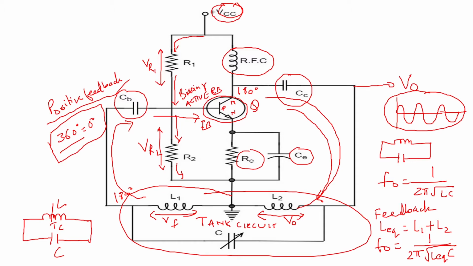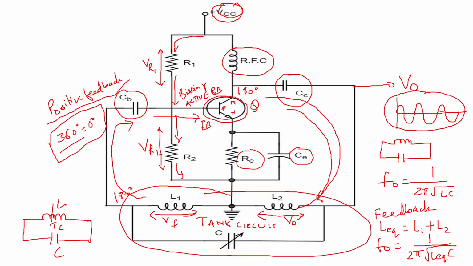So here a 180-degree phase shift will be provided by the transistor, and another 180-degree phase shift will be provided by the feedback circuit, that is the tank circuit. So the total phase shift of the loop, this is a closed loop because it has a feedback, that is the output is connected to the input, will be around 360 degrees, and that is our basic requirement for an amplifier to behave as an oscillator.